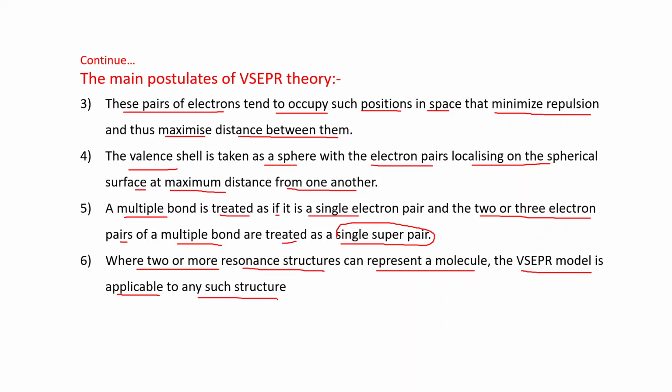In brief, we can say this theory is based on the total number of electron pairs surrounding the central atom. These electron pairs may be bonding or non-bonding, and they occupy such a position that repulsion should be minimum. To keep this repulsion minimum, the distance between them should be maximum.